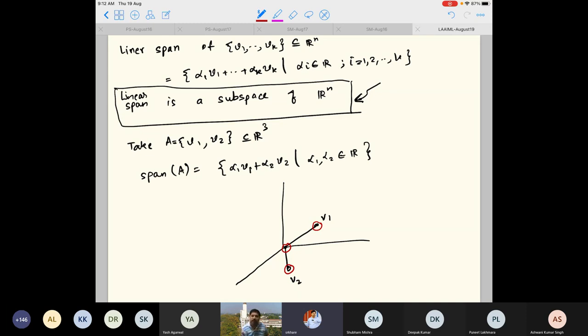Why is it a subspace? It's a subspace because the linear span is a subspace, and 0 is one of the points through which this plane passes. So the plane will pass through the origin. You take any two vectors v1, v2, and they will typically span a plane, and that plane will pass through the origin. That's the subspace we are talking about.